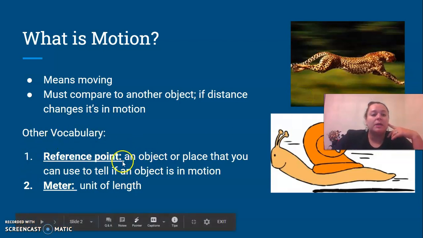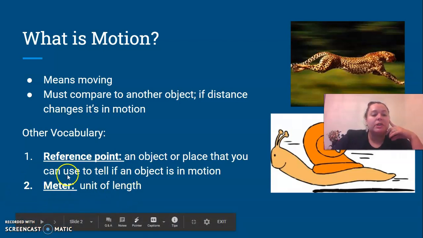So we need something called a reference point. A reference point is an object or place that can tell you if an object is in motion. For example, if you think about the earth and the sun, you can use the sun as a reference point to see if the earth has been in motion. And the way that we would do this is measure the distance away from the sun to the earth, and we could figure out if the earth has been in motion. And if that distance changes, then we know that the earth has been in motion.